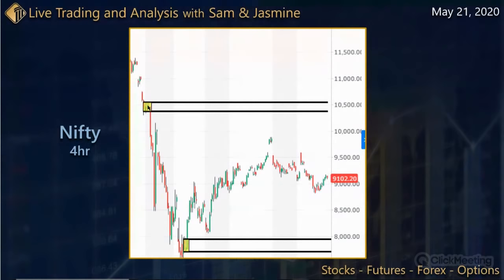So those of you, our friends from India here, you might want to take a look at your 4-hour chart of Nifty, and there are your zones. Again, there are levels here on a little bit smaller time frames, but if you want to stick to high probability, this is what you would look for.